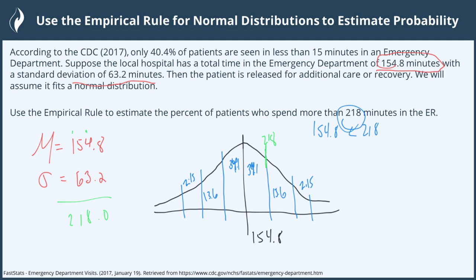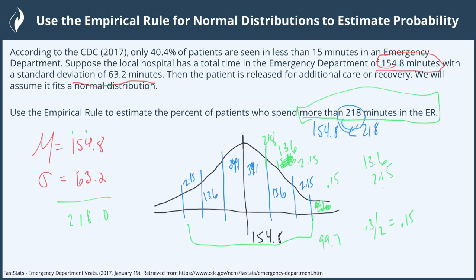So we want to find the percent of patients who spend more than 218. So what we'll do is we will take the 13.6, the 2.15, and the 0.15, that's this little tail here. How do I know it's 0.15? Because everything between is 99.7. So what we have left is 0.3 on each side. So we'll divide that by 2. So that's 0.15.